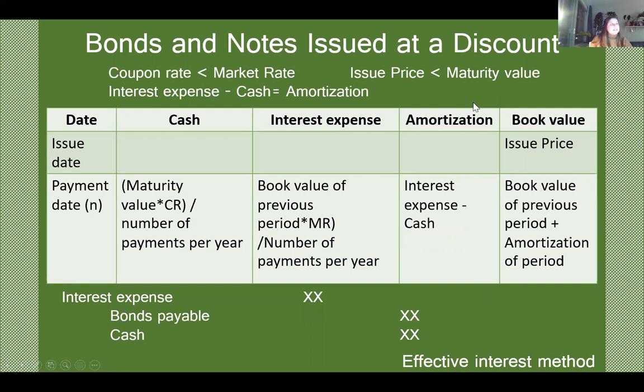And for discount, same calculation for these two, and then you're going to have an interest expense that's greater than cash. So you do your interest expense minus your cash, and you add that amount to your issue price. And so your transaction is going to be interest expense debited, and then bonds payable and cash on the credit side.